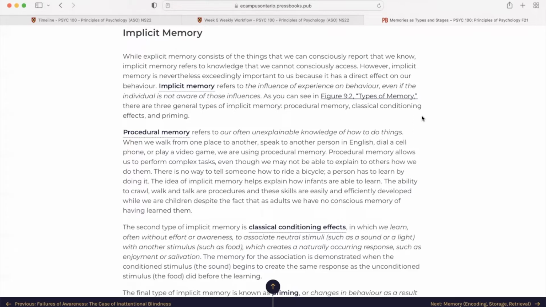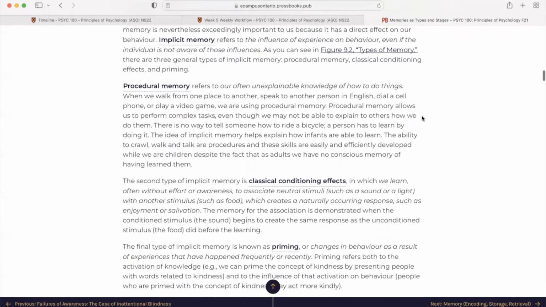The idea of implicit memory helps explain how infants are able to learn. The ability to crawl, walk, and talk are procedures, and these skills are efficiently developed while we are children, despite the fact that as adults, we have no conscious memory of having learned them.